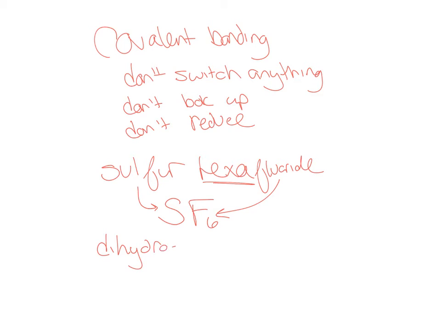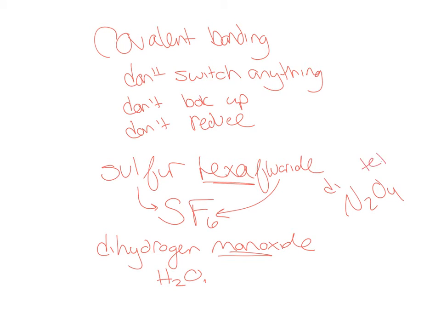Okay? So for example, dihydrogen monoxide, that's water. 2 hydrogens, H2. Mono means 1. Oh, 1 is fine. You don't have to put the 1. Okay? Don't reduce it. What I mean by that is if you end up with N2O4, I'm telling you it's dinitrogen tetroxide. Believe me, don't reduce it.